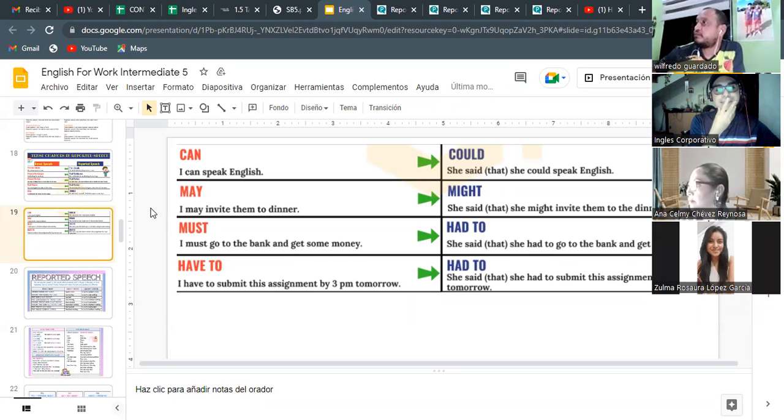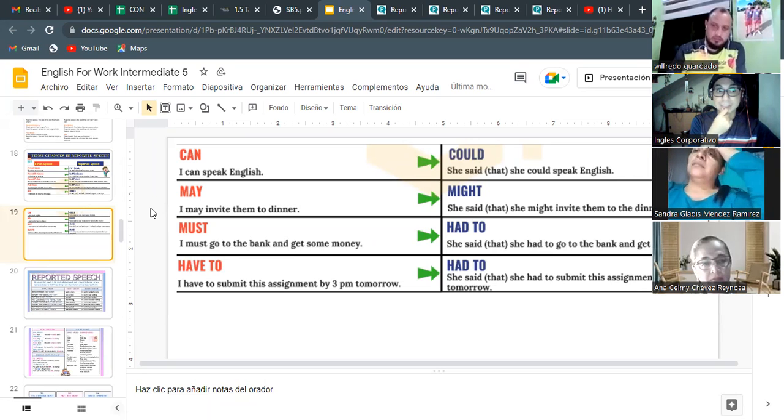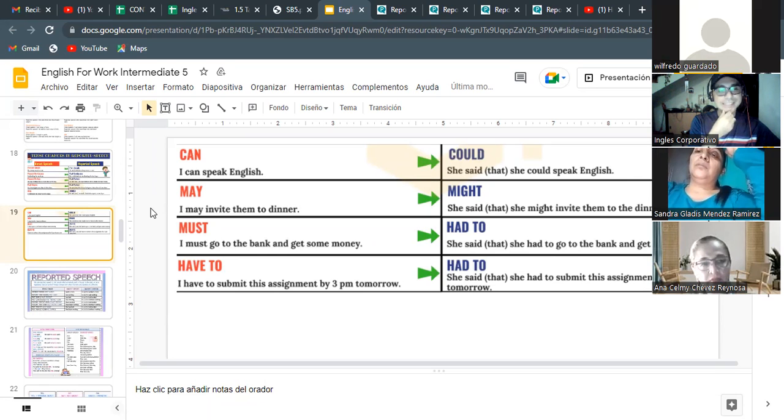Aha. Here we have something. What do you think, people? She said that she had to go to the bank and get some money. In negative? She said she hadn't to go to the bank and get some money. Okay, let's analyze. She said she had not decided to help. She haven't.